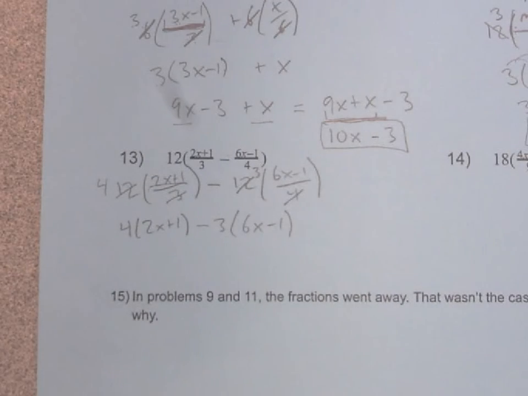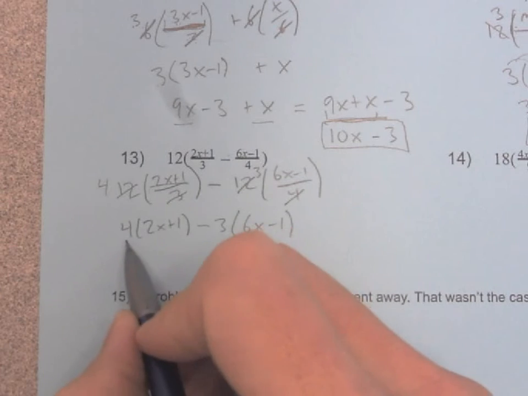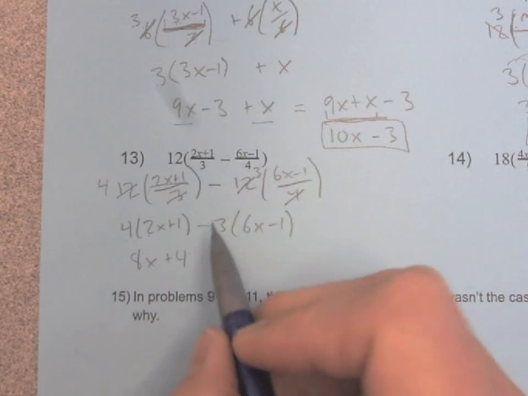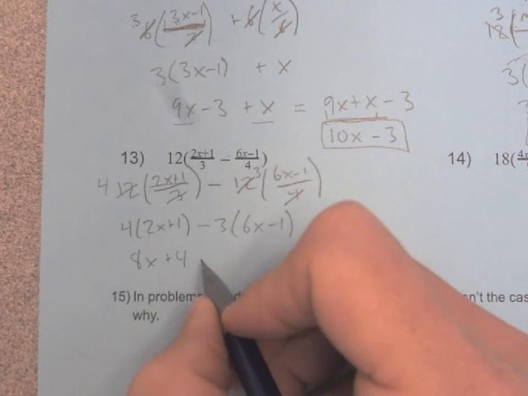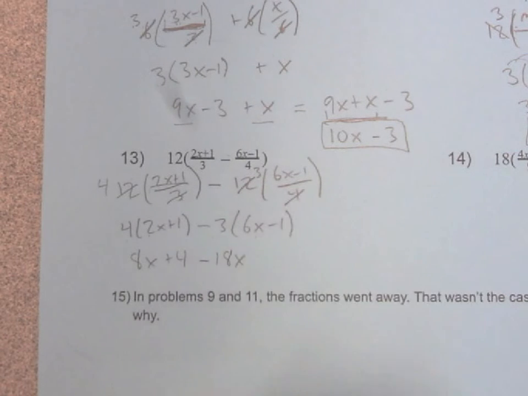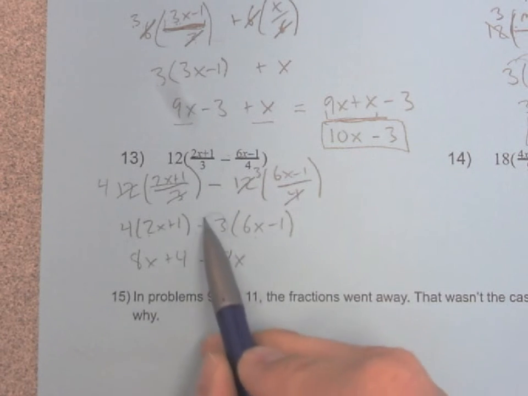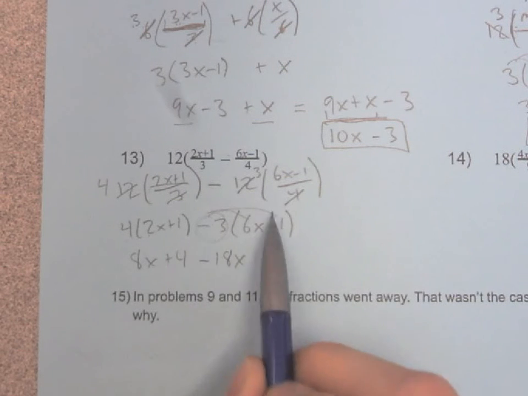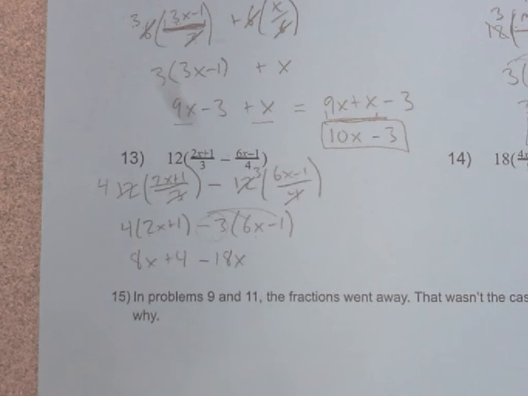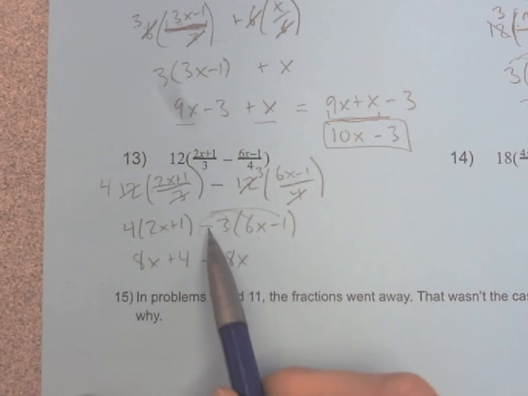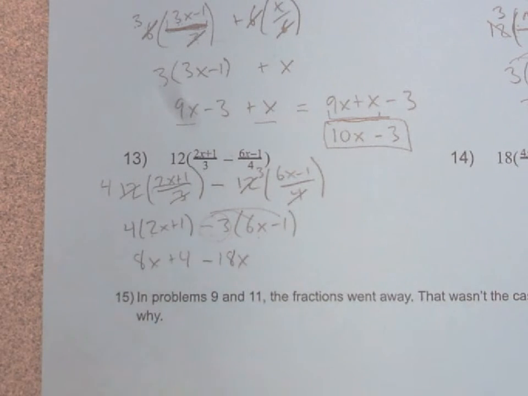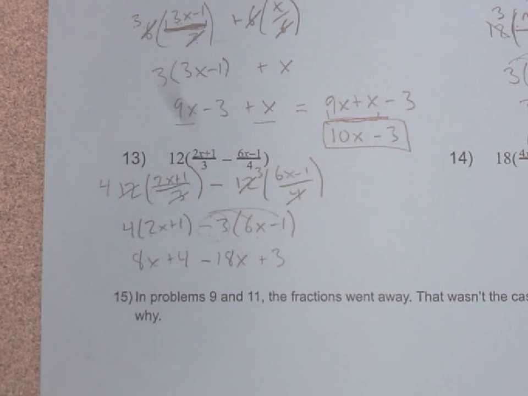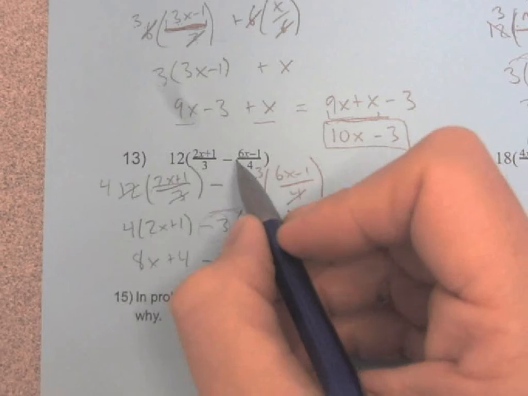Okay, so I'm going to show you where most students make a mistake. So 4 times 2x is 8x, 4 times 1 is 4. Negative 3 times 6x is negative 18x. Notice I multiplied by negative 3, right? The other thing we got to do is multiply it by the negative 1. So when you distribute this negative 3, make sure you're distributing the negative with it. Negative 3 times negative 1 is positive 3. So be very careful there with that negative. Don't lose track of it.